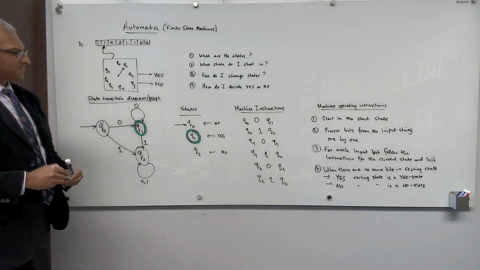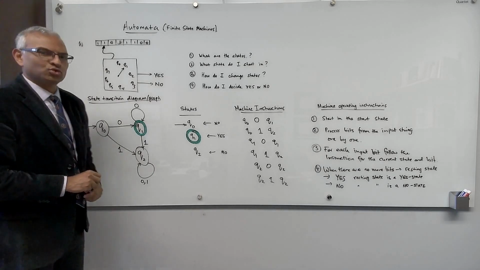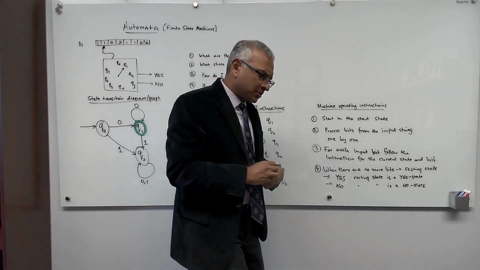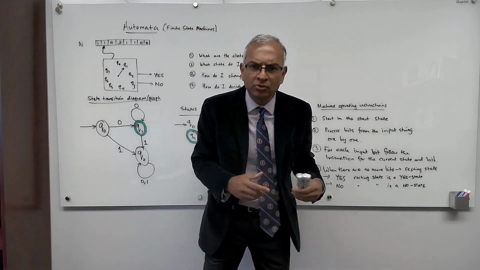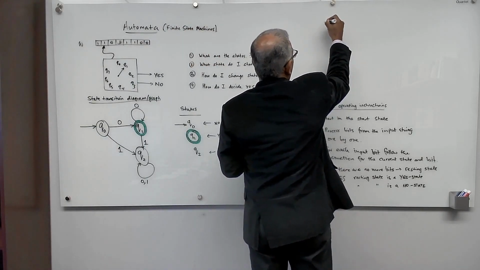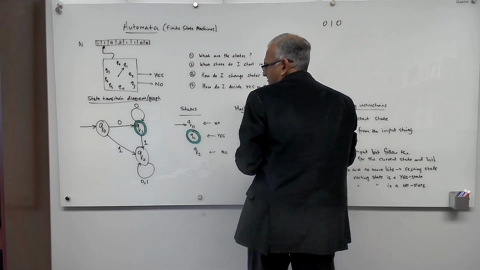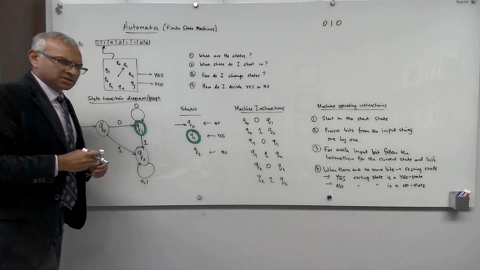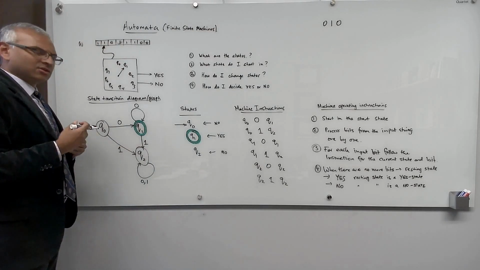Okay, so let's do an example. Let's do a bunch of examples. Let's start with this machine and see what it does with the input string 0, 1, 0. One way to represent the start of the computation is sometimes called the state of the machine.